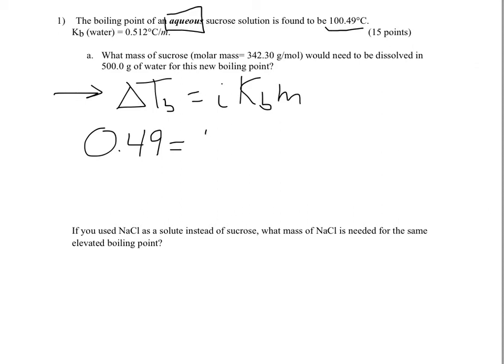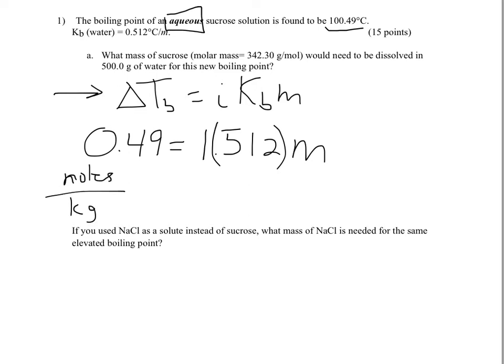Moving forward, sucrose has a 0.512 for the Kb. And so we can solve for the molality of that solution. Solving for the molality of that solution gives us moles of solute over kilograms of solvent. There was also a number of issues where grams went to kilograms and people all of a sudden had 500,000 kilograms. Grams are smaller than kilograms. 1,000 grams is 1 kilogram. And so in terms of kilograms, it's 0.5 kilograms.